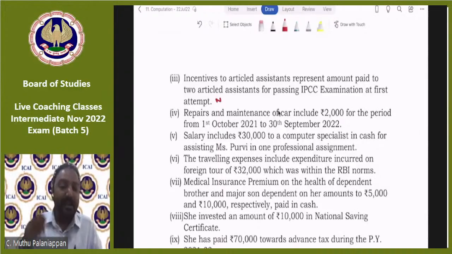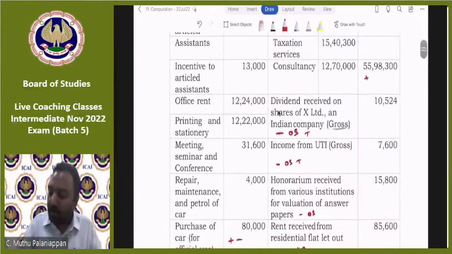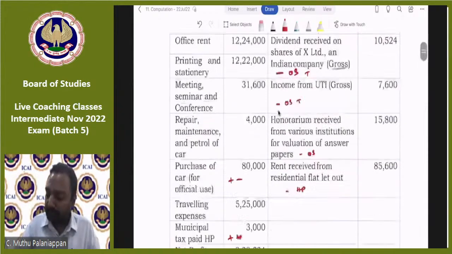So what I do is I put N. What is N? I'm saying there is no adjustment, but I need to write a note. For what? For incentive. So I go to this incentive and say I need to write a note.